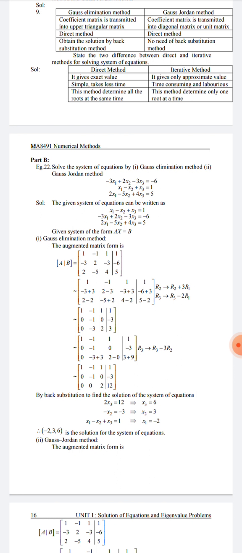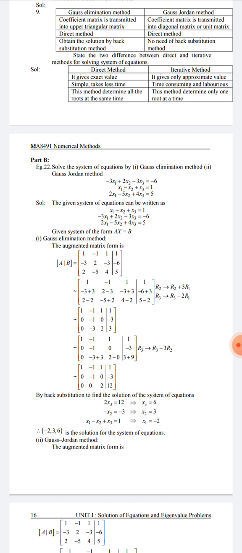Next I am going to make the minus 3 in the A32 position 0. For that, R3 is equal to R3 minus 3 R2. Using these calculations I am getting that element also 0. So now I got an upper triangular matrix.